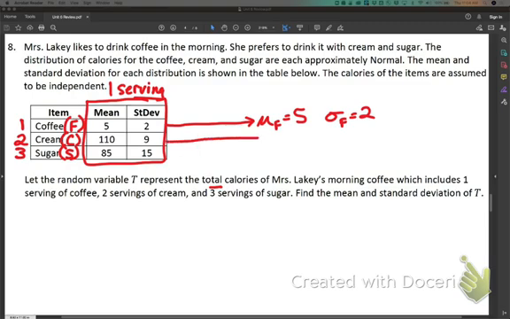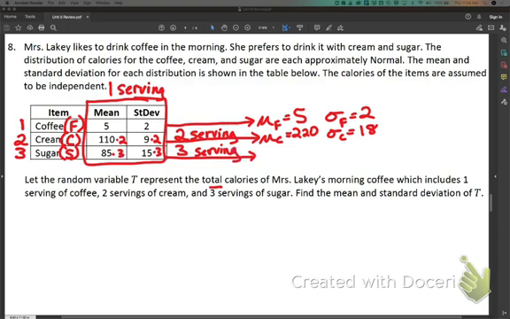Now for the cream, I'm going to use 2 servings. So I need to multiply each of these by 2. That means the mean for the cream is going to be 220 calories, and the standard deviation for the cream is going to be 18. For the sugar, I'm going to use 3 servings. Multiplication does affect the mean and the standard deviation, so I'm going to multiply both of those by 3. The mean for the sugar is going to be 255. The standard deviation for the sugar is going to be 45.